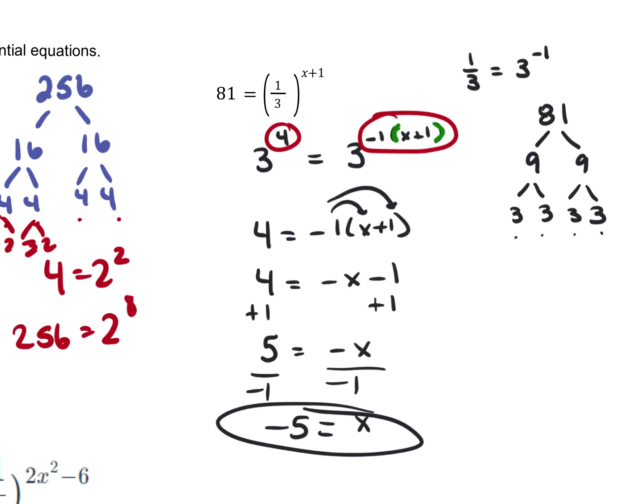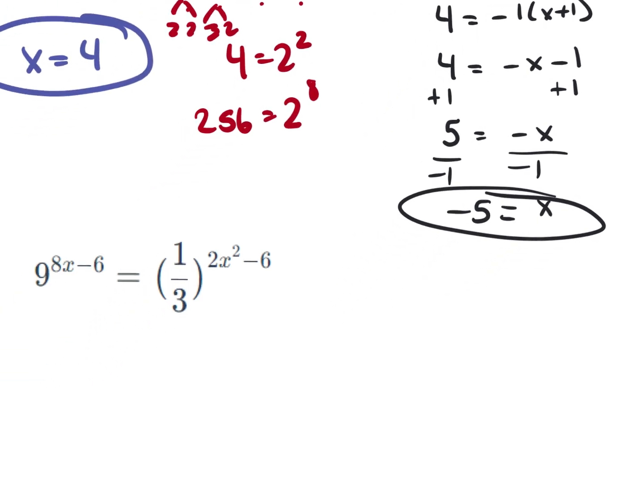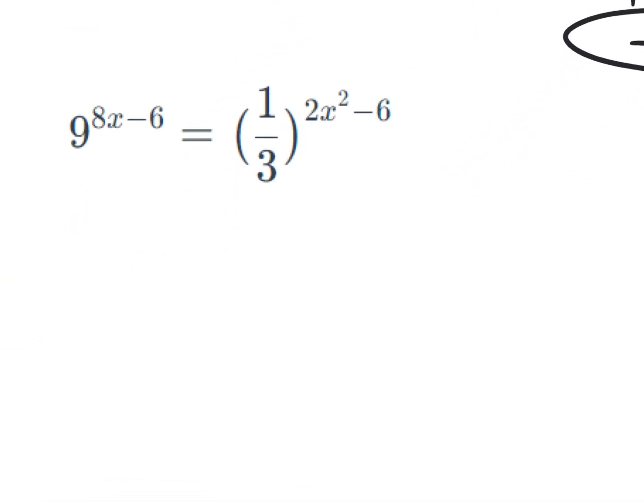Now this last one obviously is a little trickier because it's got squares and things like that, so our old friend factoring will probably make an appearance. So my current bases are 9 and 1/3. So obviously a pretty easy base to turn these two into would be 3. So I just did this one earlier, so I could do this one as 3 to the negative 1 times (2x squared minus 6). Again, I've got those parentheses. And then 9 can be written as 3 squared. That's a pretty easy one. 3 times 3, so two 3s. So 3 to the (8x minus 6).